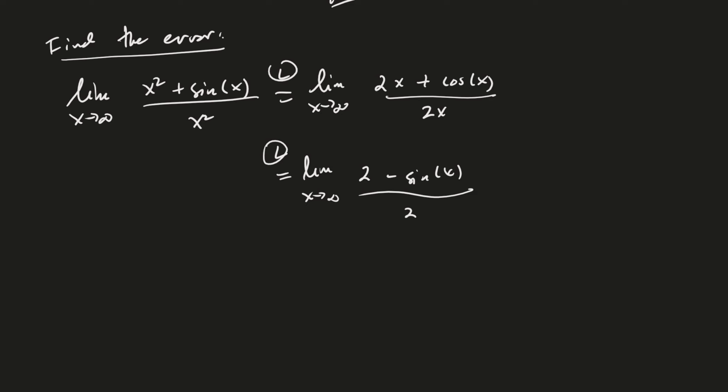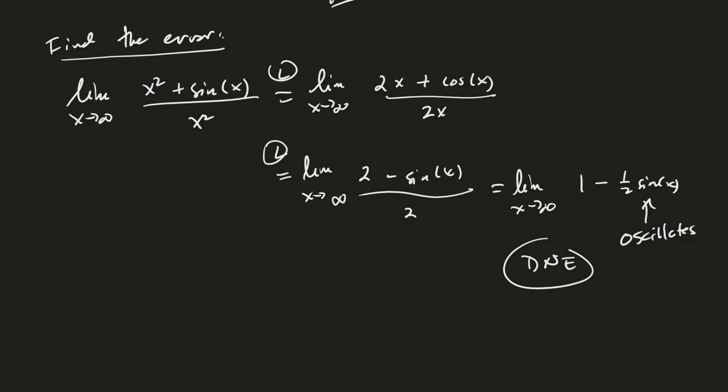Good. And now what's the limit as x goes to infinity? Well, another way to write that would be the limit as x goes to infinity of 1 minus 1/2 sine x, right? And this just oscillates back and forth. And so this expression will never settle down, and so this limit does not exist. So therefore the conclusion is the limit does not exist. False. That's not the right conclusion.